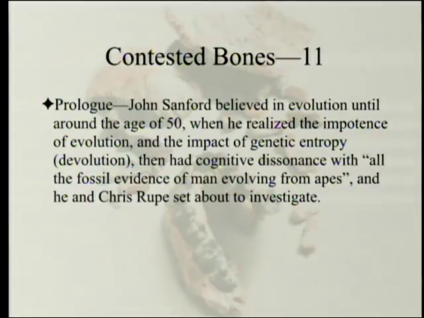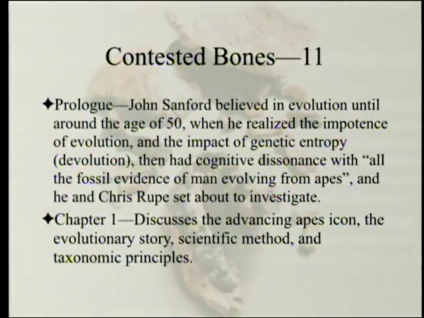We've been partway through, we're in chapter 11 now, and John Sanford believed in evolution until around the age of 50, when he realized the impotence of evolution and the impact of genetic entropy, or what some people would call devolution. Once he started organizing his thoughts around that, he became kind of a short-age creationist. But then he had cognitive dissonance with what he had been told was all the fossil evidence of man evolving from apes. And he and a young protege of his, Chris Rupe, set about to investigate. The result is the book we're studying.